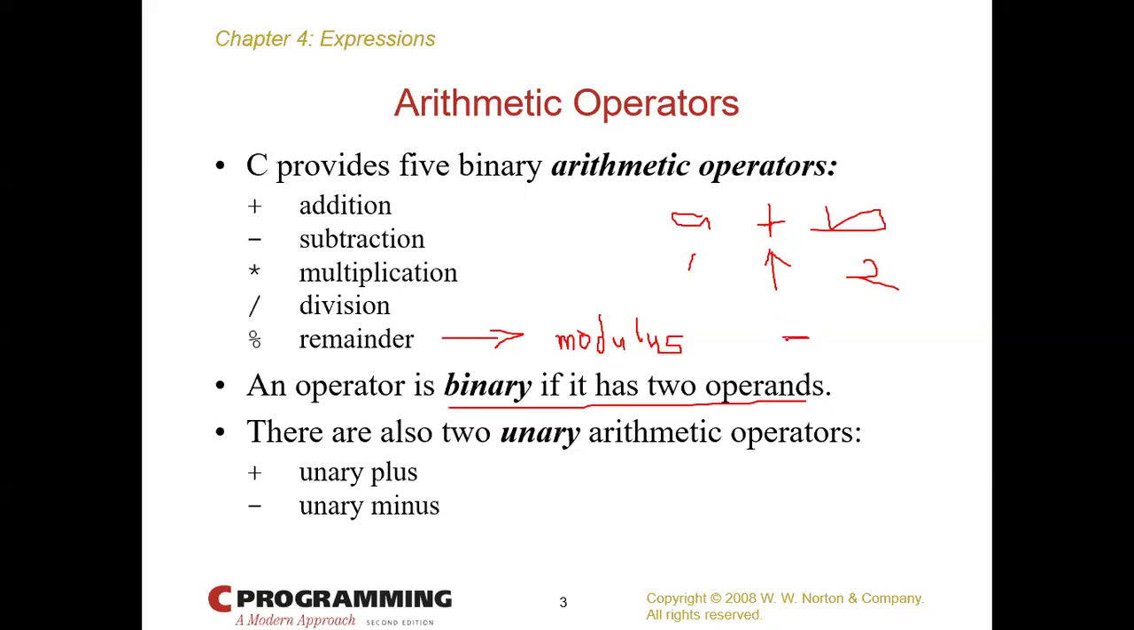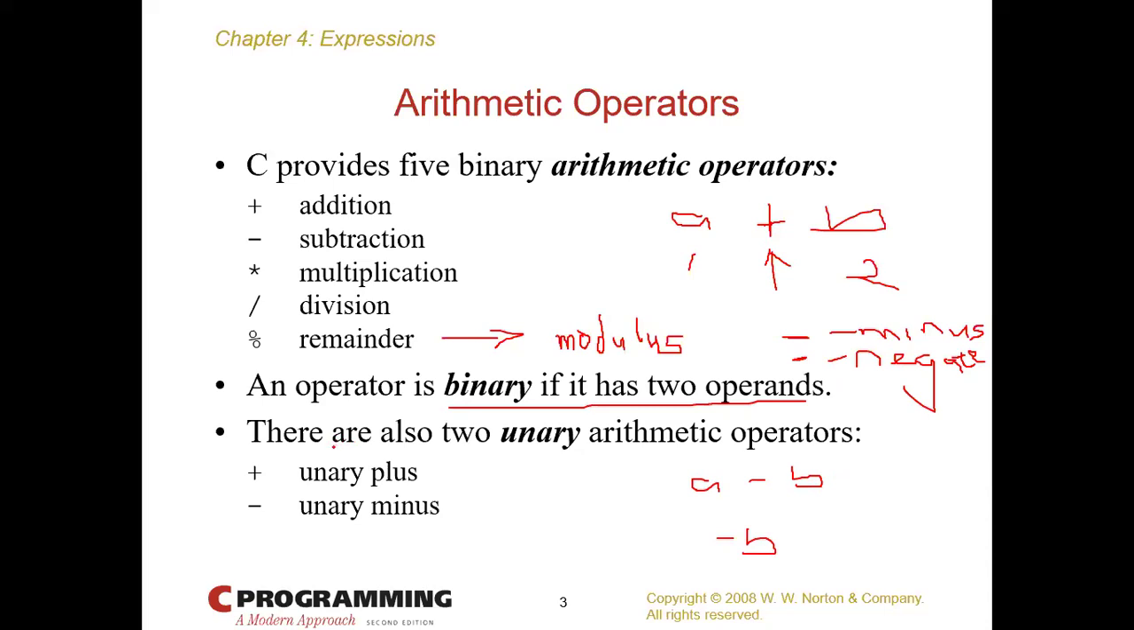So minus can be minus, and minus is a binary operator. But minus can also be called negation. So we can say we want to negate. And if it is negate, it is a unary operator. So for minus, this is A minus B. This is binary. It has two operands. But there are times we can say minus B, and this is unary.